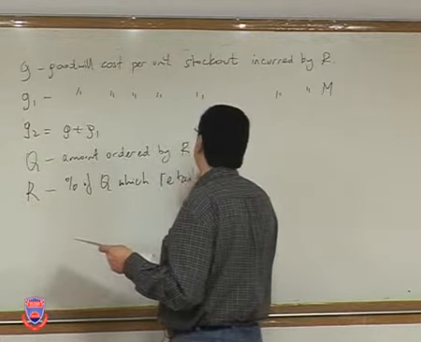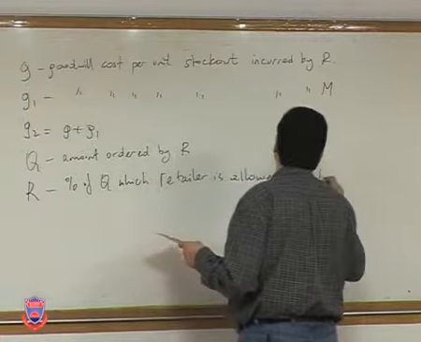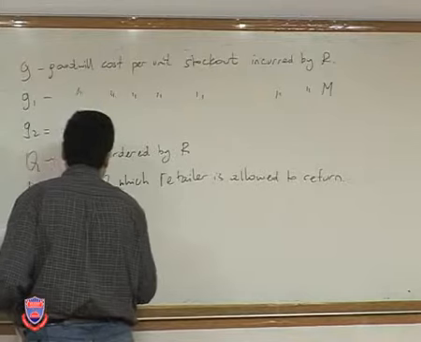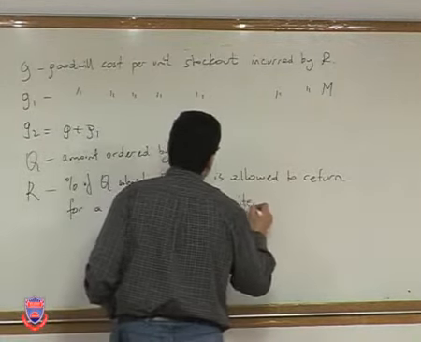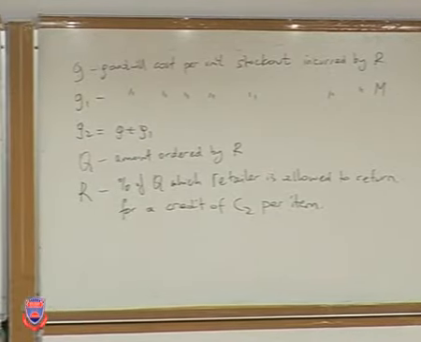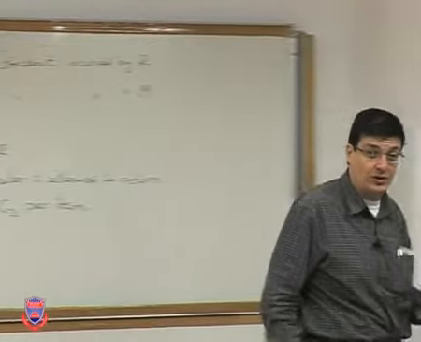which retailer is allowed to return for a credit of C2 per item. So usually what the manufacturers would do will be the following. They say that if you are going to order Q units, I'm allowing you to return 20% back. Okay? So this R is actually that 20%. Now, it's a decision variable.